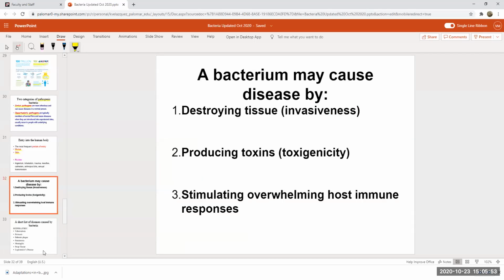These are some different ways that bacteria can cause disease. They can destroy tissue. They can produce toxins, or they can cause an overwhelming immune response. When your body has a strong inflammatory response to something it perceives as foreign, that alone can kill you. So oftentimes your immune system's response to the foreign cell or particle, such as a virus, is what kills you, not the pathogen itself.